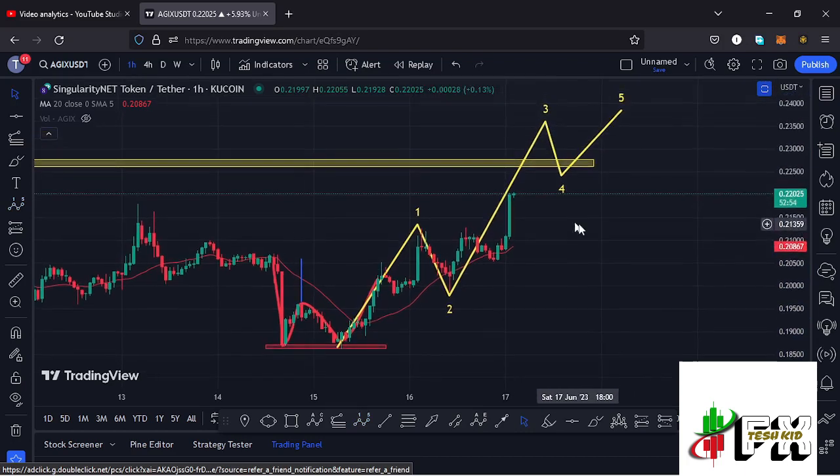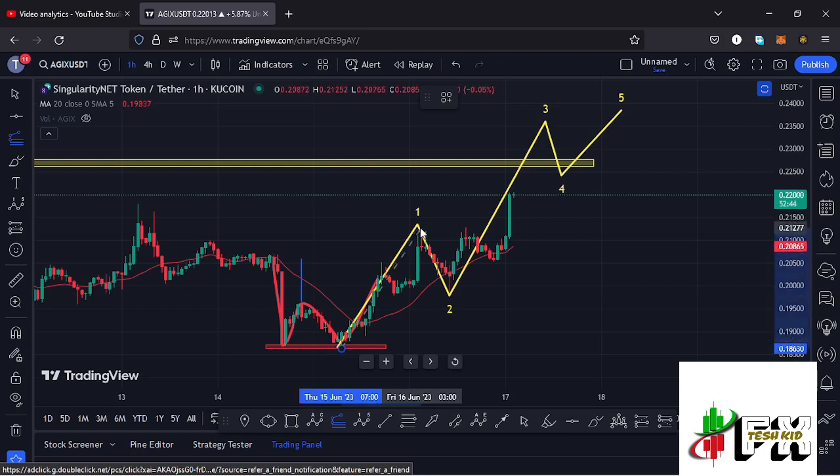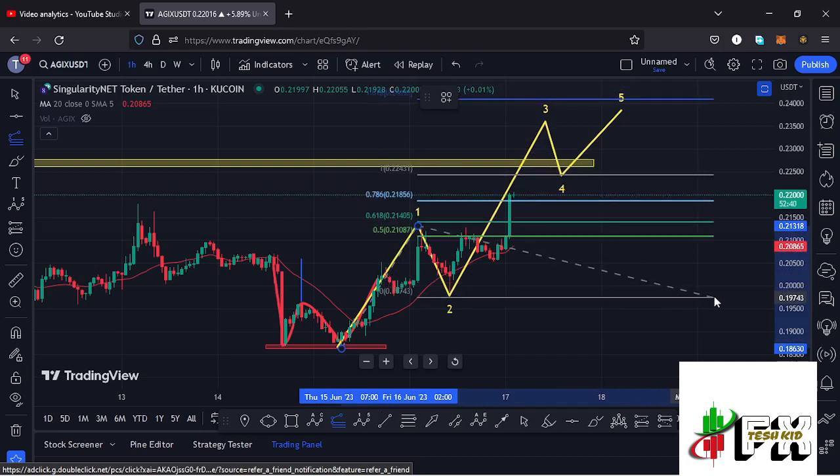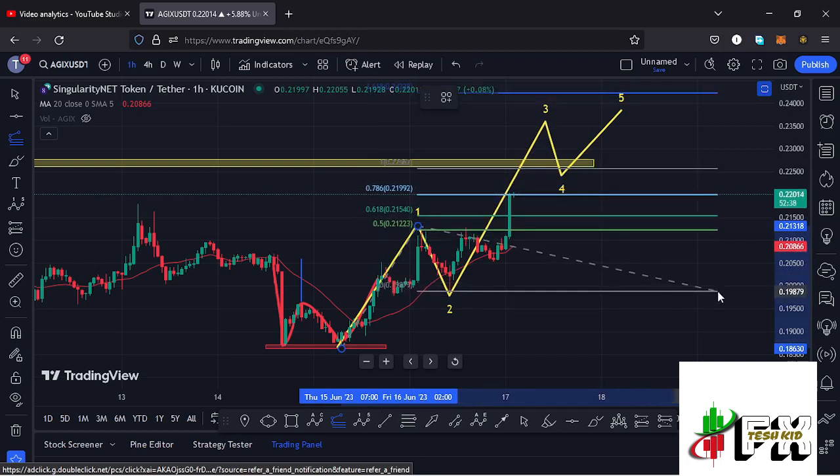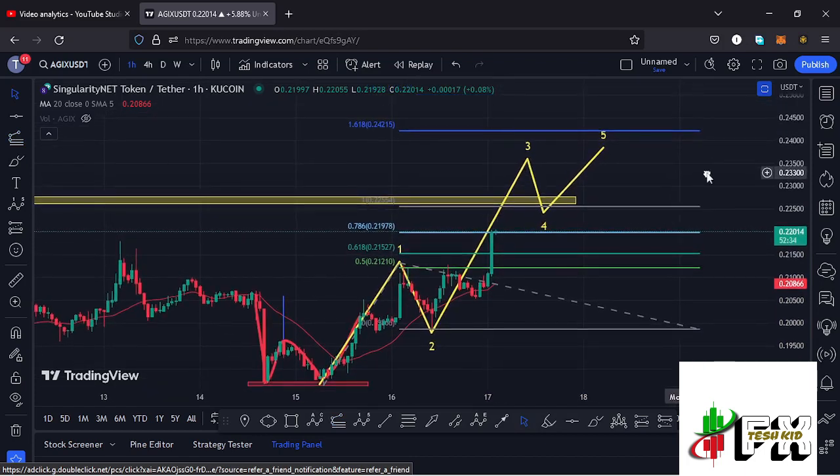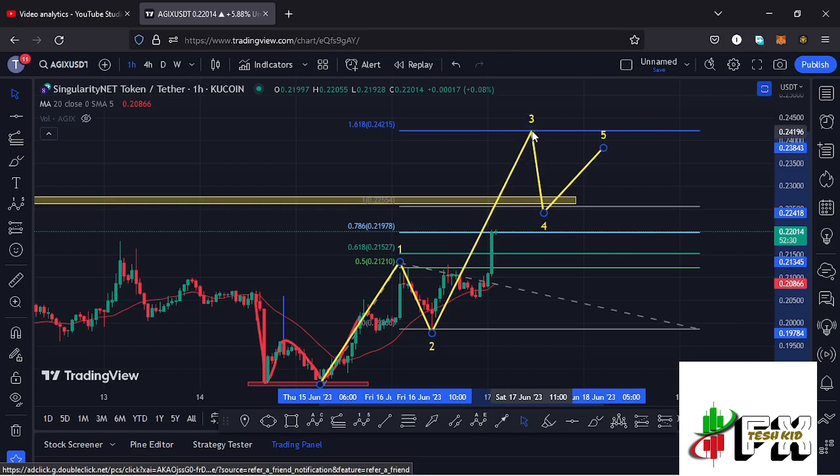If that is the case, then I'm giving you minimum target areas for that wave 3 by connecting the trend-based Fibonacci from the low of the first wave to the high of that wave 1, then dragging the fibs to the low of the second wave. That now gives me a minimum target area at the fib level 1.618, and that is at around the $0.24215 mark, and that is the minimum that we can expect Agix to do.